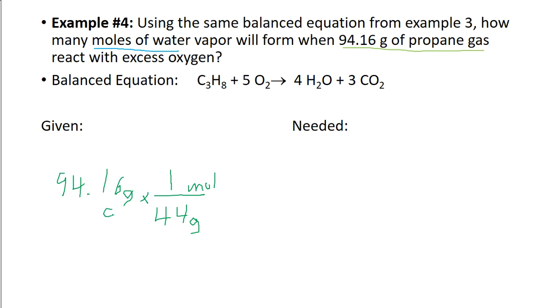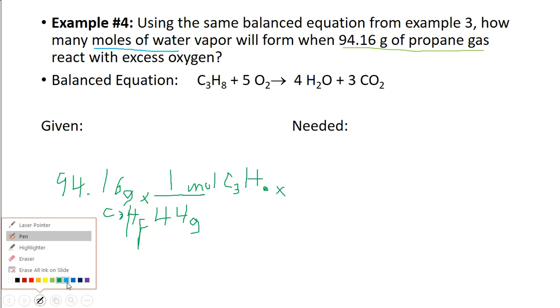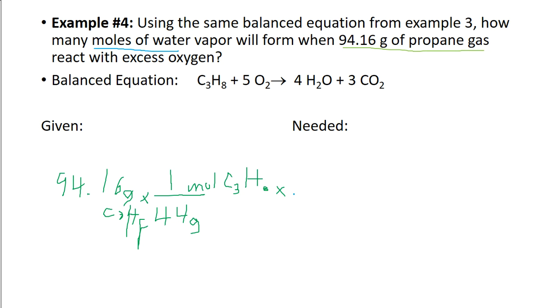C3H8, just so you know. All right, so now we have moles of C3H8, and we have to go to moles of water, right? Is that what it says, moles of water? So we're at moles of C3H8, and the way we get to moles of water is the balanced equation. So the balanced equation is where we get the moles to moles from, so I'm going to do that in blue. And we have moles of C3H8 in the bottom, and we have moles of water on the top.